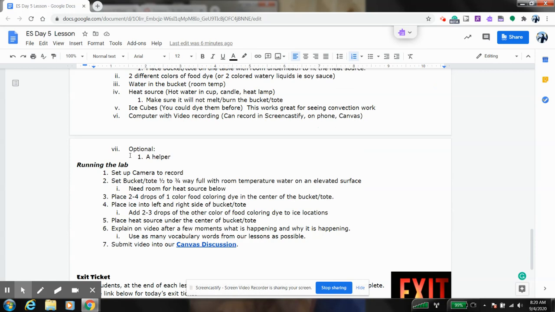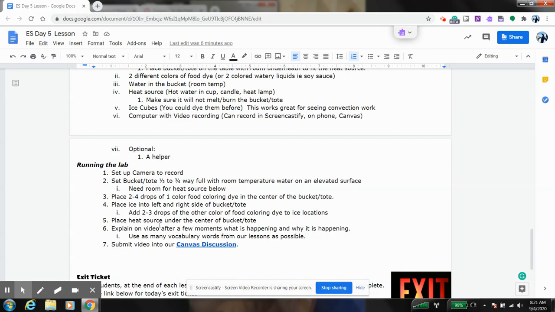All right. So running the lab, basically you follow exactly what he did. So you set the bucket up on top of something. You place 2 to 4 drops of one food coloring. I think he does red, right into the center of the bucket. Then on the right and left side of the bucket, you place your ice. Okay. That way, when you put the heat source underneath it, the heat source will be in the middle, the cold will be on the sides, and you can see what happens.